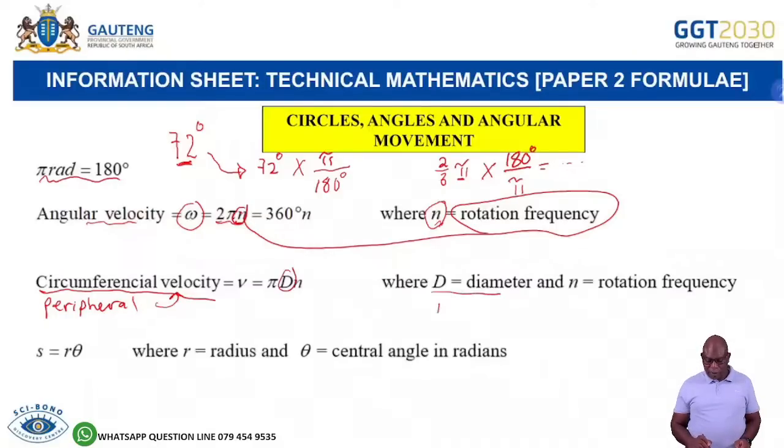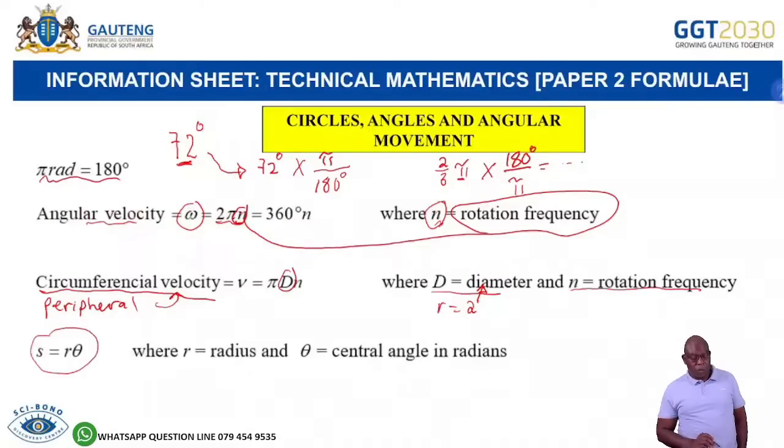So in other words, if I'm given the radius, remember, the radius is half of a diameter. So if I'm given a radius and I need a diameter, I must multiply that by 2. N is the rotational frequency.